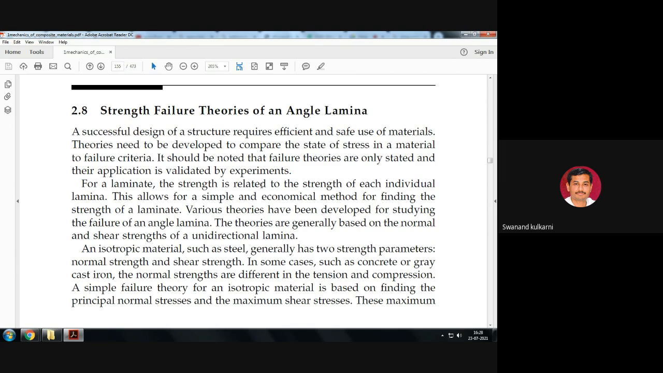Is it okay? So, failure theories are only stated and their applications are validated with the help of experiments also. Means we are not only studying, we are not only analyzing this with the help of the theoretical concept, but by experimental method also we are going to validate this. Is it okay? And once again, these validated reports of the experiments and this theoretical part that we are comparing, and then we are coming to the particular results.